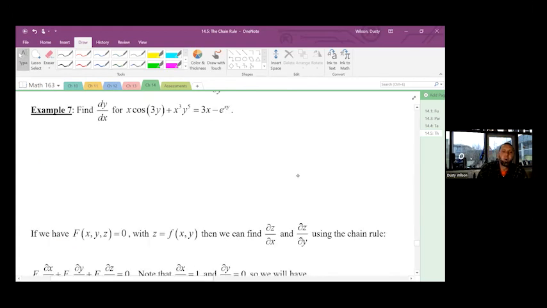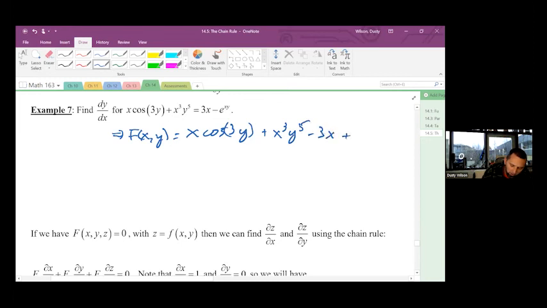Example 7. Find dy/dx for x cosine 3y plus x cubed y to the 5th equals 3x minus e to the xy. So if we want to use our formula, the first step is to move everything to one side. So this tells us that our big F of x, y is equal to x cosine 3y plus x cubed y to the fifth minus 3x plus e to the xy. And this is all equal to 0.